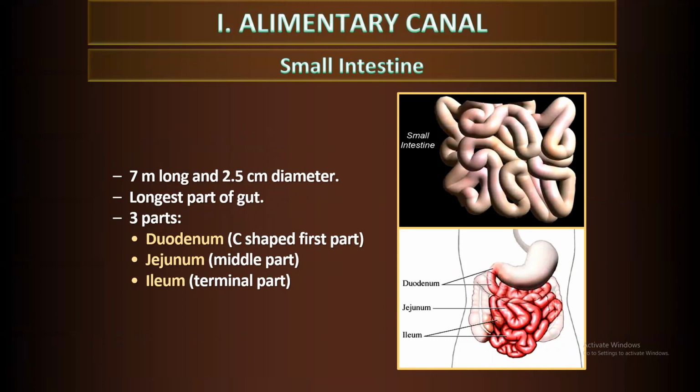It is divided into three parts: duodenum, jejunum, and ileum. What is the shape of the duodenum? C-shaped. It is just 25 centimeters in length. It is followed by the jejunum. The middle part of the small intestine is called the jejunum. The length of the jejunum is 2.5 meters. The longest part of the small intestine is the ileum, otherwise called the terminal part of our small intestine. The length of the ileum is 3.5 meters. These are all approximate lengths only.